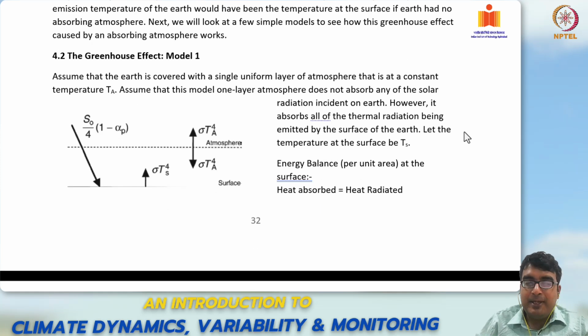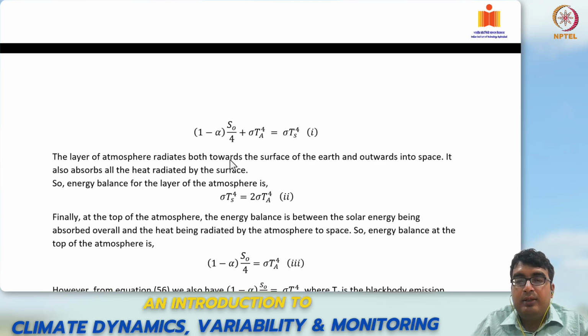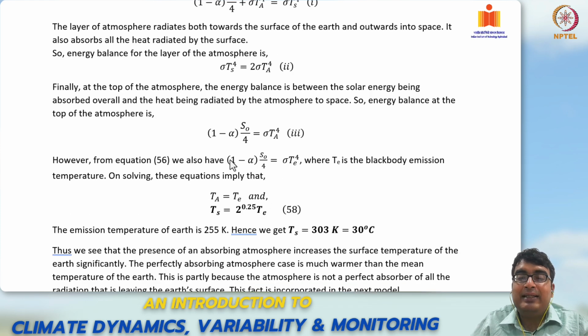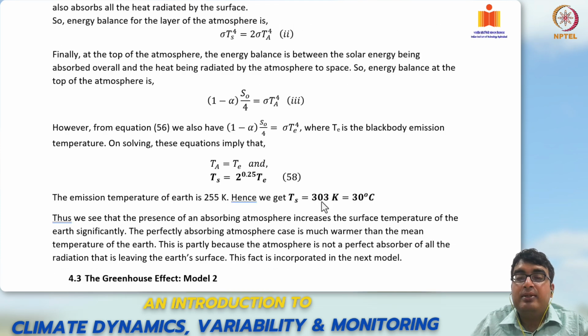To model this aspect, we assume the atmosphere to be a single isothermal layer of a certain temperature Ta that is fully absorbing all the thermal radiation coming from the surface of the earth and which then is being re-radiated both upwards and downwards. Using that expression, we got under this condition that the temperature at the surface would be 303 kelvins or 30 degrees centigrade, which is actually much larger than the mean surface temperature, which is around 15.2 degrees centigrade.